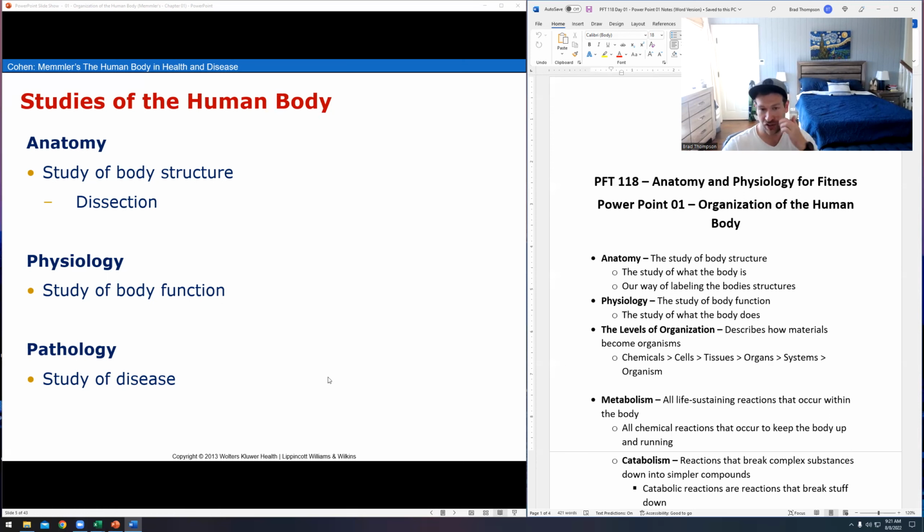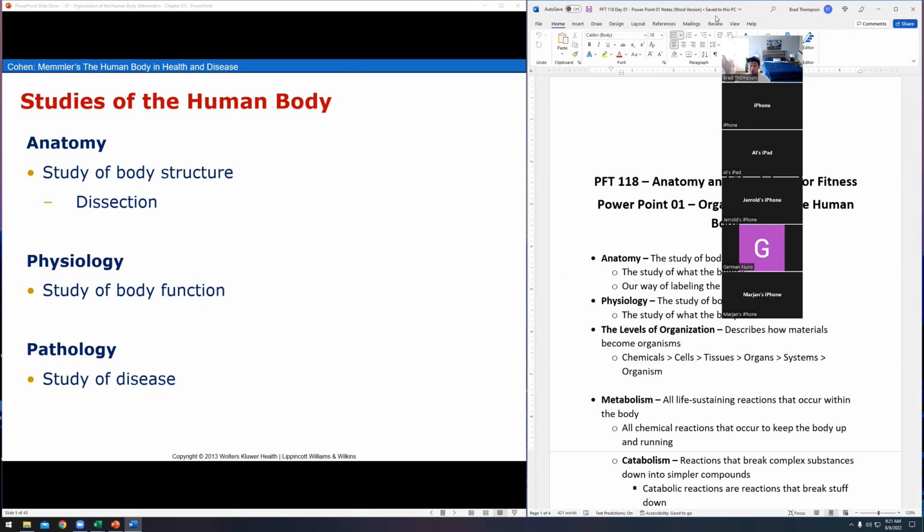And then there is pathology as well, which, Carlos, that's more Brooks' area. That's the study of diseases. We don't do a lot of disease specific stuff. In fact, it's actually pretty important for us as trainers to understand that our job is not to treat diseases.